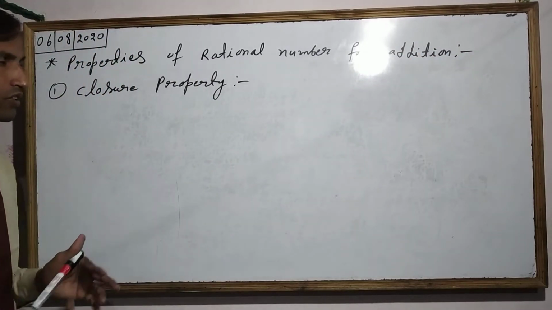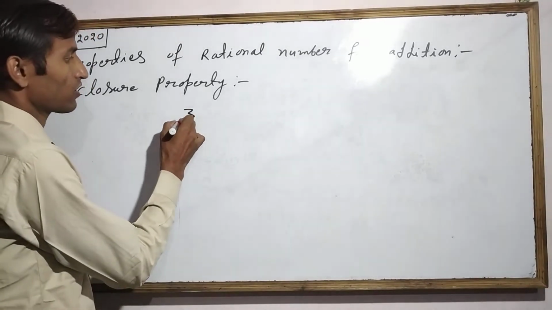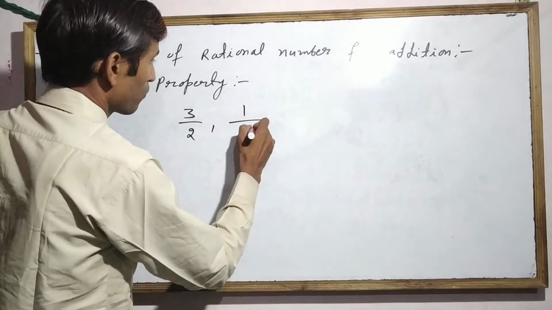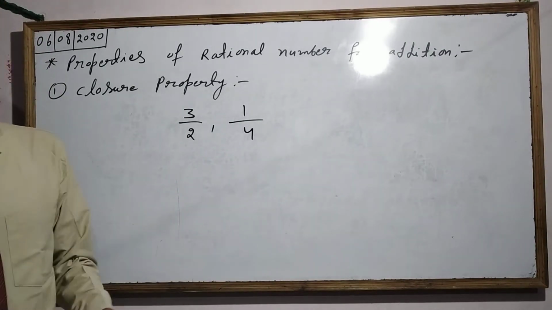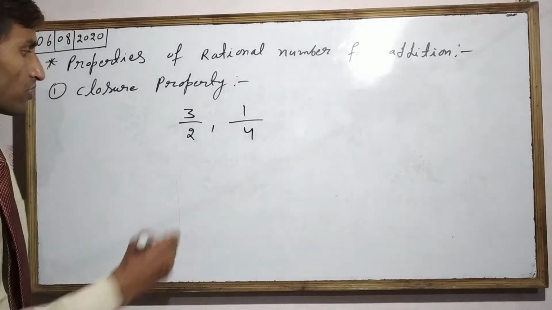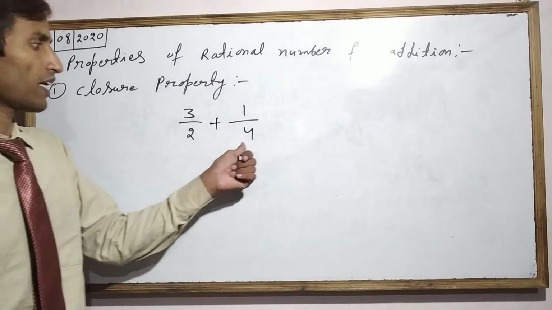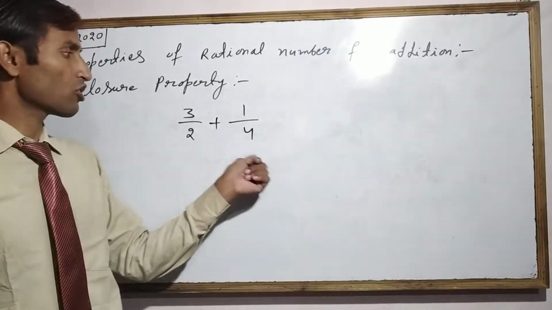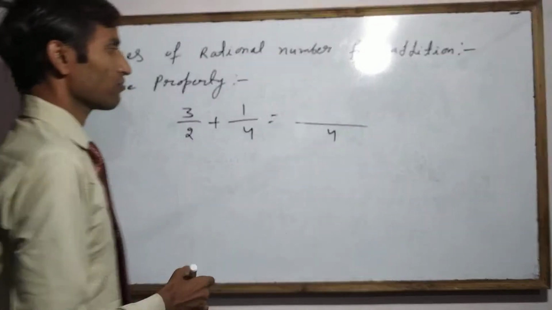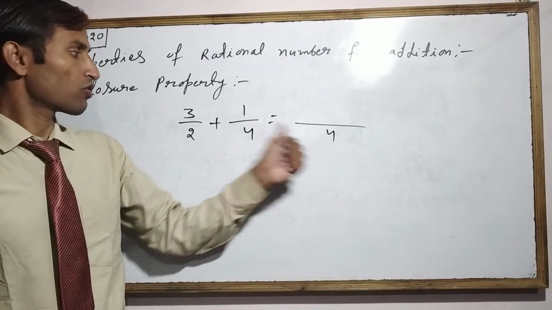First is the closure property. In the closure property, take two rational numbers, 3 upon 2 and 1 upon 4. We have to add them. For that we have to take the LCM of 2 and 4 because the denominators are different. The LCM of 2 and 4 will be 4.